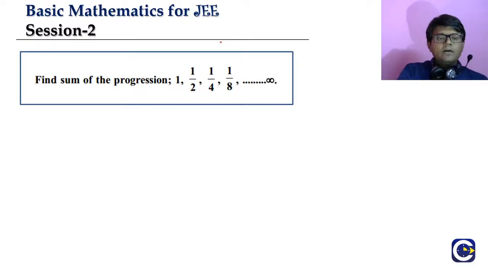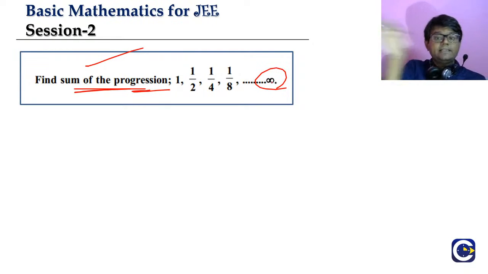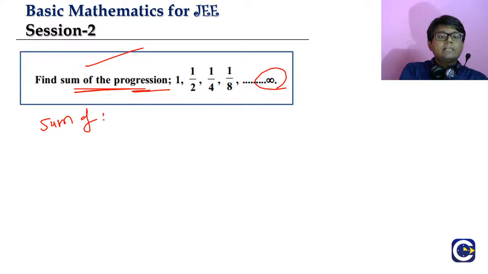Now we'll look at one sample question on this. Look at this. Find the sum of the progression 1, 1 by 2, 1 by 4, 1 by 8, like that. They are saying it is up to an infinite number of terms. That way they put infinity. So this is like the sum of infinite terms. We know only one formula, right? What is it? Geometric progression. Let us check if this is a geometric progression or not.